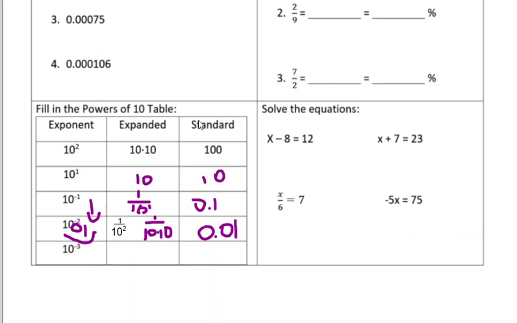Okay, 1 over 10 to the negative 3 would be 1 over 10 to the third, which would be, bear with me, 1 over 10 times 10 times 10. And in standard form, that would be, okay, we're going to start with the 1. We're going to move it once, twice, 3 times.